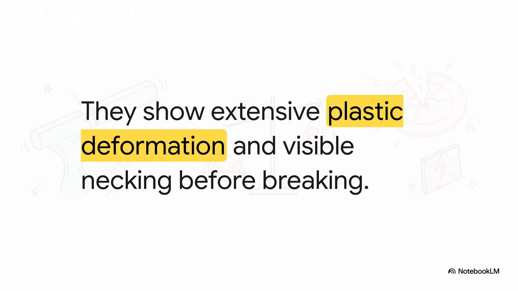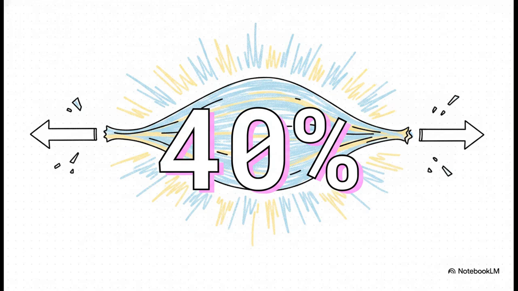As it reaches its limit, it begins necking, this localized, highly visible shrinking of its cross-section. It's exactly like when you pull taffy apart and it gets super thin in the middle right before it separates. Just look at this number. Ductile materials can typically achieve an elongation at fracture of 15 to 40%.